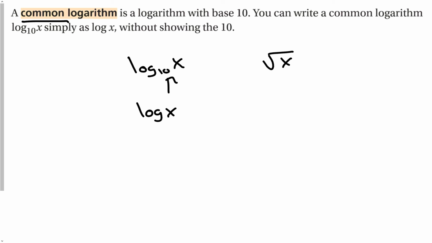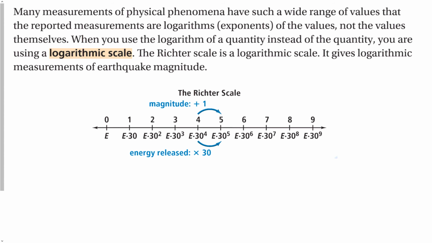There's one more special logarithm that we'll get to in a later section, with the second most common base. But now let's just stick with the common logarithm. Many measures of physical phenomena have such a wide range of values that the reported measurements are logarithms, exponents of the values. That is, they are a logarithmic scale.